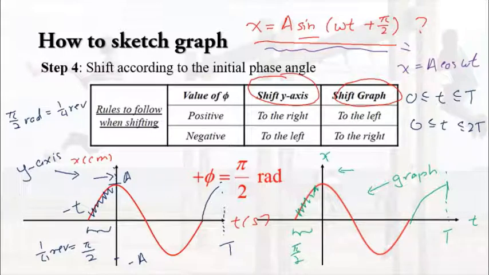This 4-step recipe is for those who are still not quite familiar with the sine functions, who are still not quite familiar with what it means by pi over 2 radians and so on. And sometimes the questions might not give you pi over 2 radian, then you might need to use this 4-step to sketch the graph.